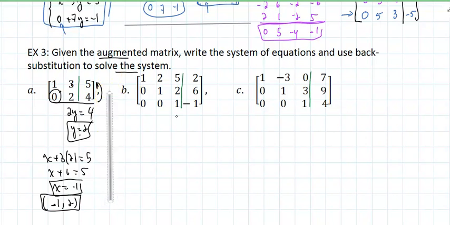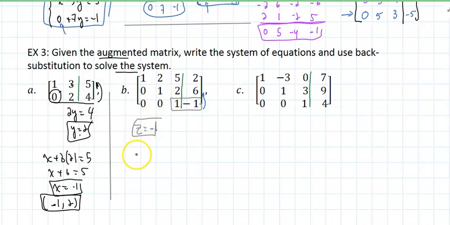If I look at this problem, backward substitution, the first is x, the second y. This third line says 0x plus 0y. It says z equals negative 1. Got one variable.